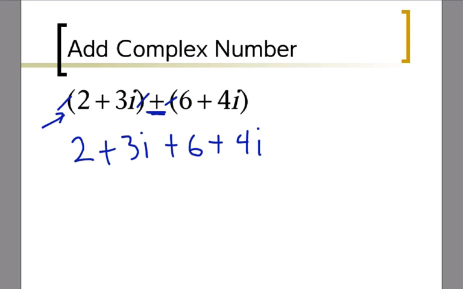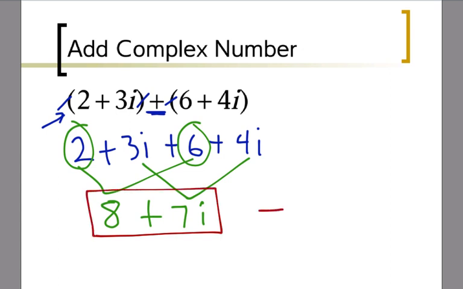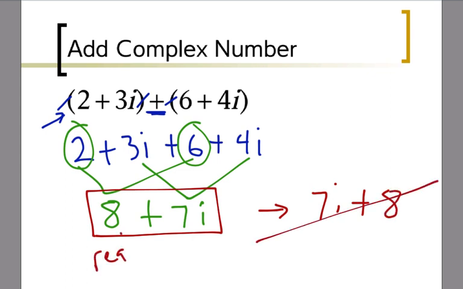Now, all you have to do is find what your like terms are. The 2 and the 6 go together, and that gives you 8. The 3i and the 4i go together, and that gives you positive 7i. Okay? Now, when you write your answer, it's best to write 8 plus 7i rather than 7i plus 8. You don't want to do this. The reason why is because you always put your real part in front of the imaginary part.